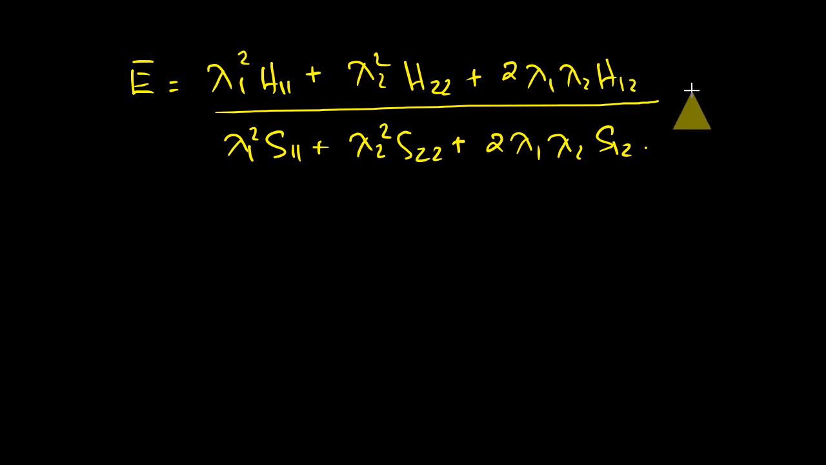Let me call this the numerator N, and this one the denominator D. These are again abbreviations, where N is equal to this one and D is equal to this one, so keep in mind what N and D are. Now we have the expectation value. What is the next procedure in the variation method? First we had a trial function, and secondly, using the trial function we calculated the expectation value. Now the third procedure is that this expectation value should be minimized with respect to the variable parameters lambda 1 and lambda 2.